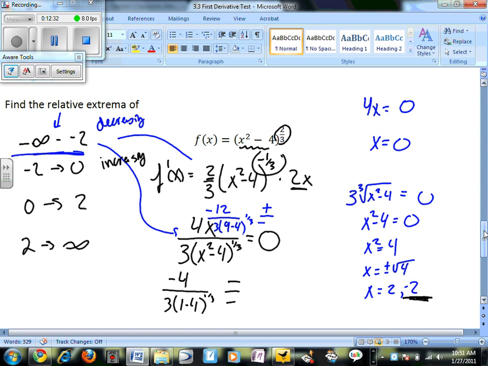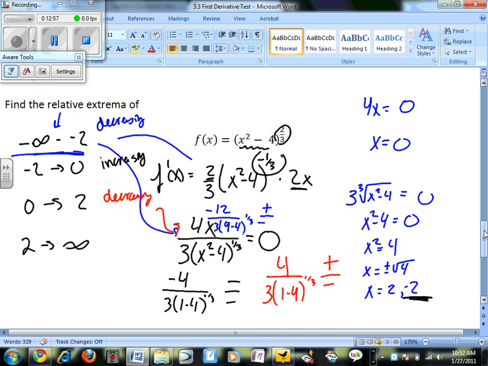Pick a point between 0 and 2. I'm going to pick 1. When I pick 1, and I plug it into here, I'm going to have 4 all over 3 times the cube root of 1 minus 4. So the cube root of negative 3. All right, again, I'm going to have a negative on the bottom and a positive on top. So I'm going to have a negative slope, so it is decreasing.